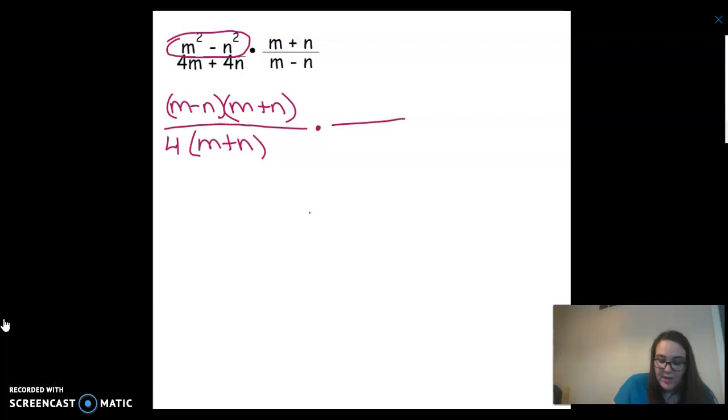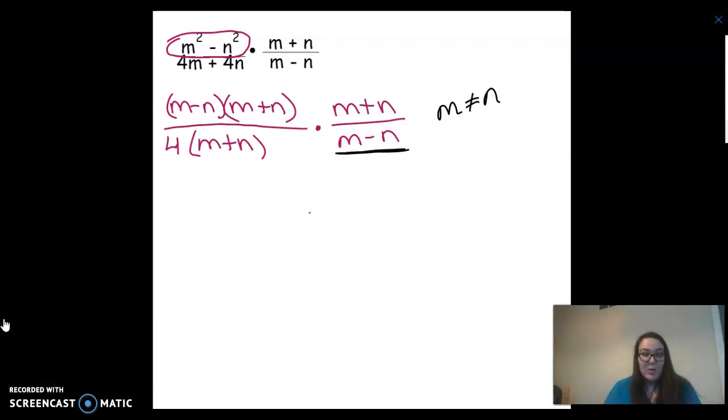And then that second fraction does not actually have anything that factors. Okay, when you have a weird looking example kind of like this one, the values of m and n actually can be anything as long as m does not equal n, because that's the only thing that's going to make this denominator equal to 0.